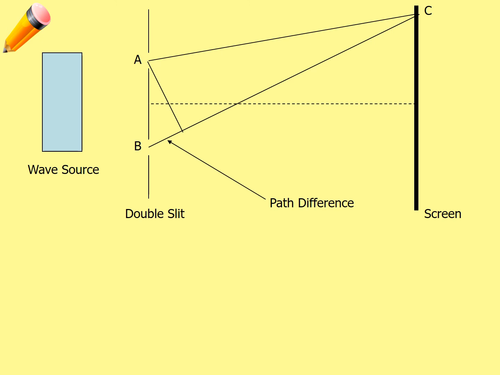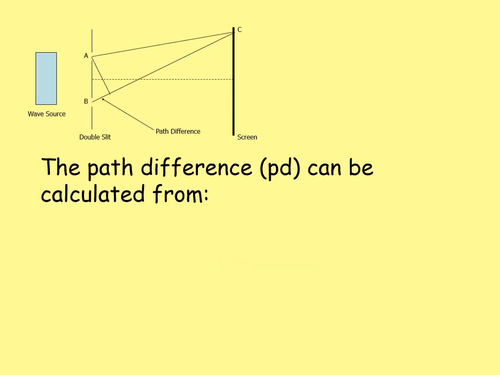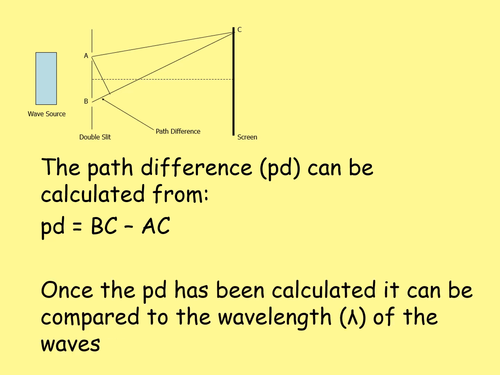If we move along the screen to a new point C, we can see that the waves are now traveling different distances. There is a path difference between A to C and B to C. The path difference itself can be calculated from the difference between the two lines. That is, path difference is equal to BC minus AC.